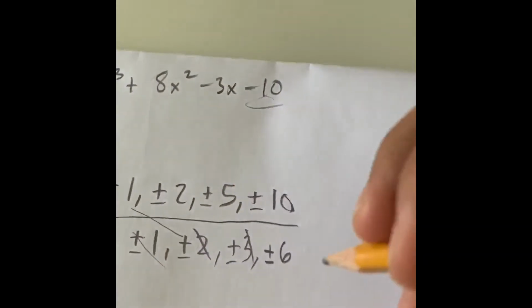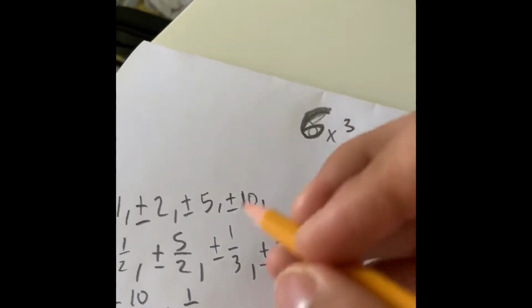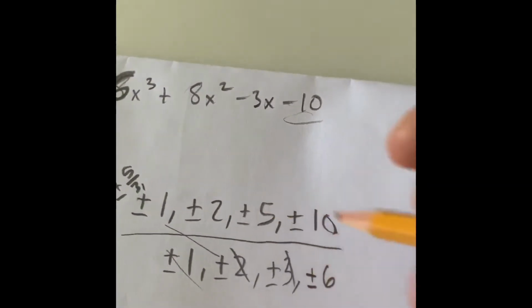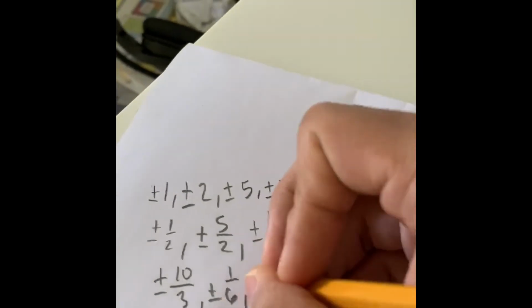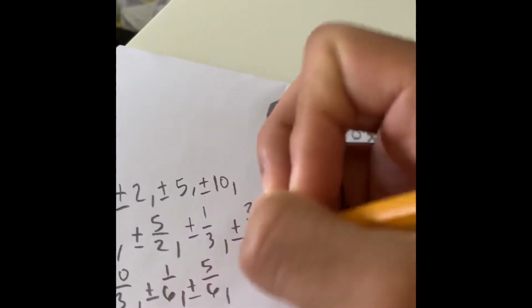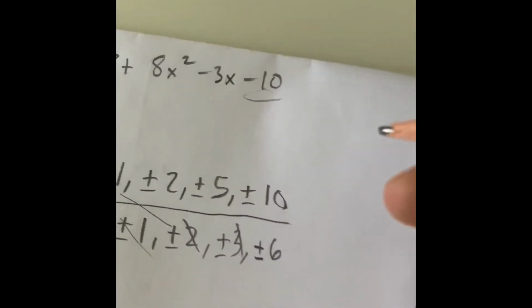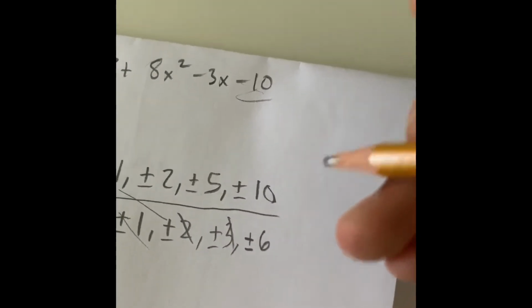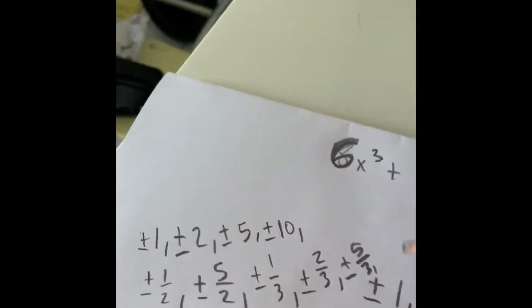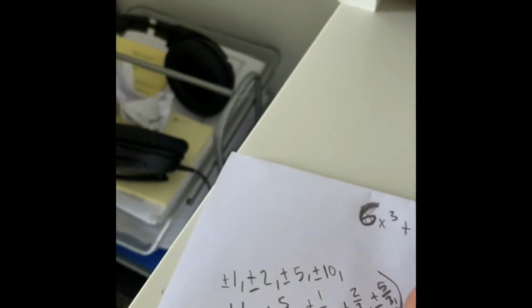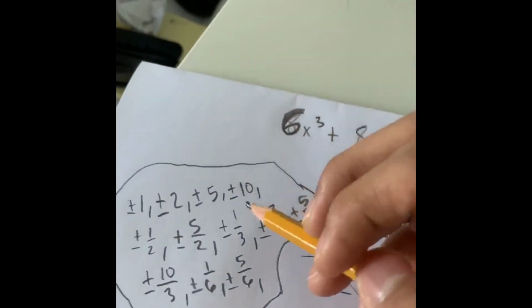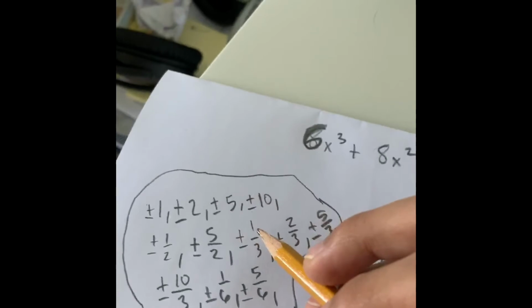Then 2 over 6 is 1/3. Do we have plus or minus 1/3? Yup, so we don't write it. 5 over 6, we do not have that, so plus or minus 5/6. And then 10 over 6 is 5 over 3. Do we have 5 over 3? Yup, so we don't have to write that. And that's all of the possible factors. So if I just circle this, I'm so bad at drawing circles, but that was basically the rational root theorem, finding all of the possible rational roots for a polynomial.